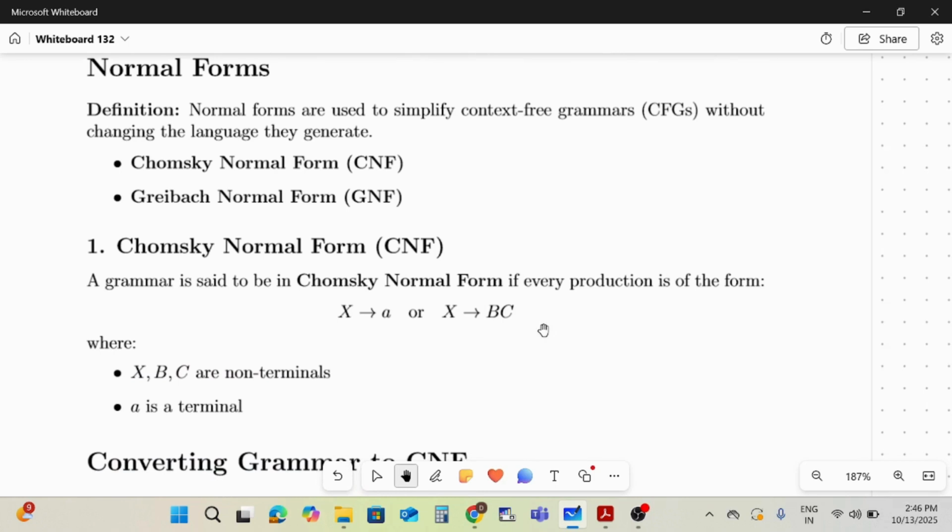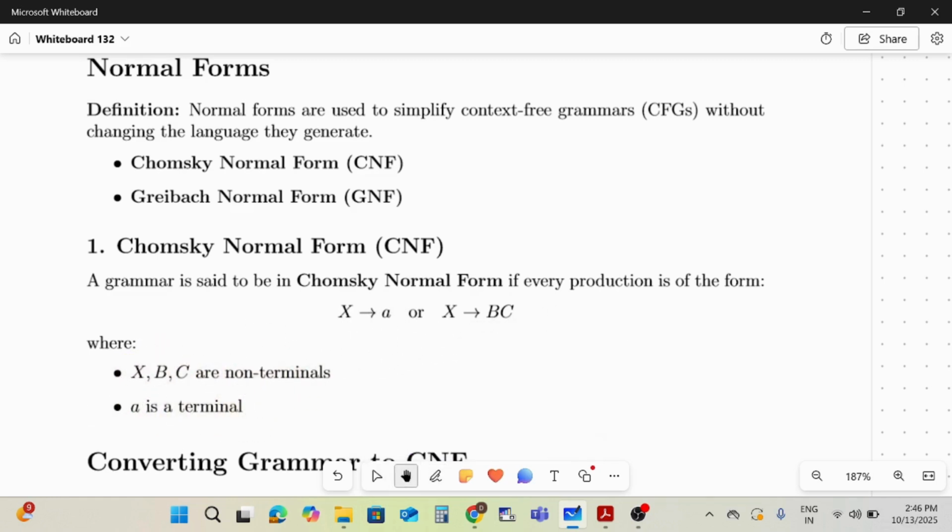A grammar is said to be in Chomsky normal form if every production is of the form X tends to a, or X tends to BC. Here we need to make a note that capital letters X, B, C are non-terminals and a is a terminal. So it is like this: a non-terminal tends to a terminal, or a non-terminal tends to two non-terminals. So this is the format that we are looking for to get Chomsky normal form.